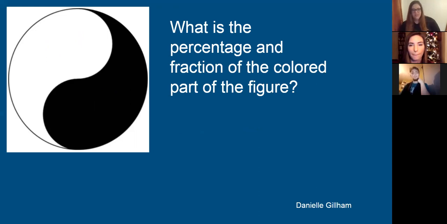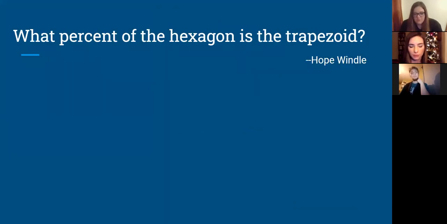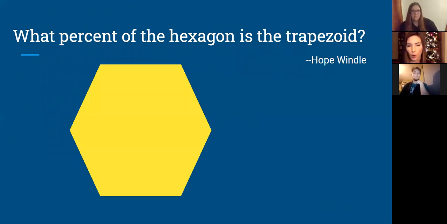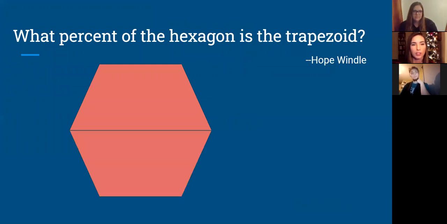Hope, I've got a question for you. What percent of the hexagon does the trapezoid fill in? Well, you can look at the hexagon and see that it would fit 2 trapezoids. So like you were saying, if there are 2 pieces, we would divide 100 by 2, and that would give us 50%.